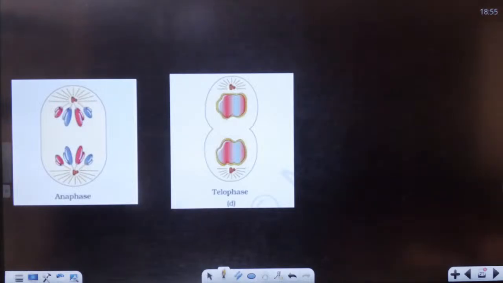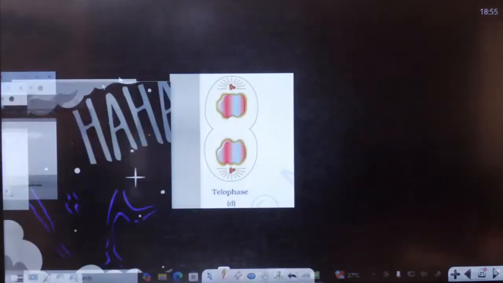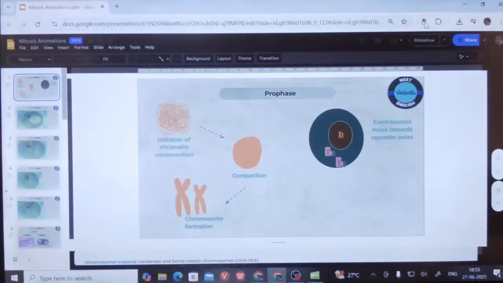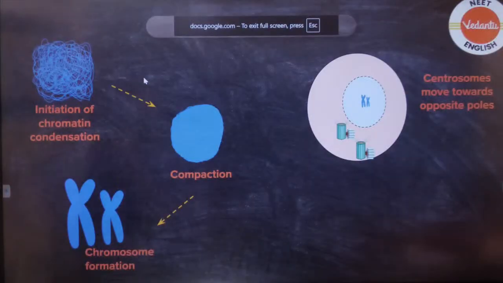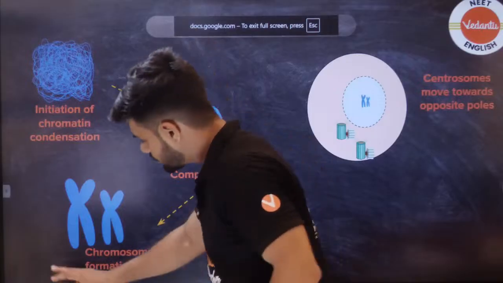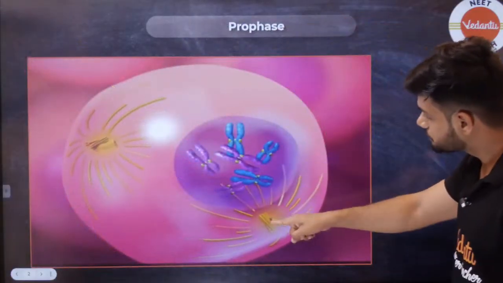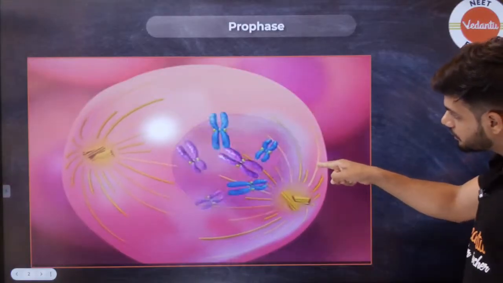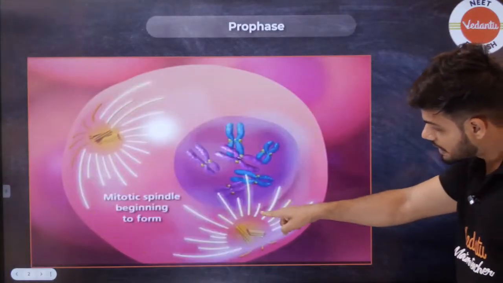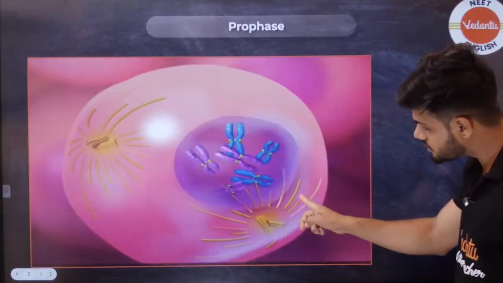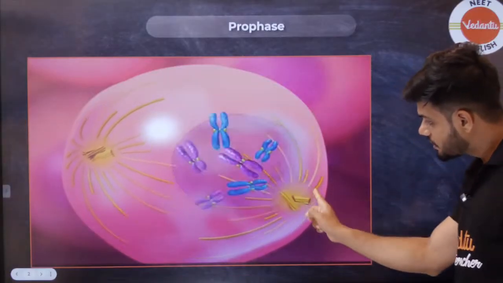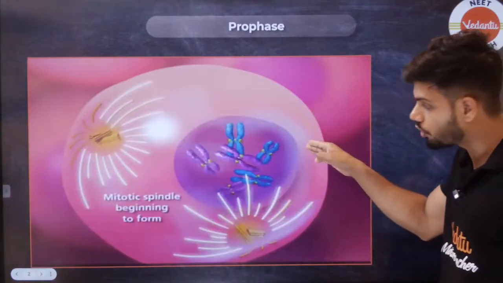Now, students, let me just show you one small animation here. First prophase we'll see. Can you see? Condensation is done. Centrosome has two centrioles. Here we can see spindle fibers. Here we can see asters. They're going towards the corner here.